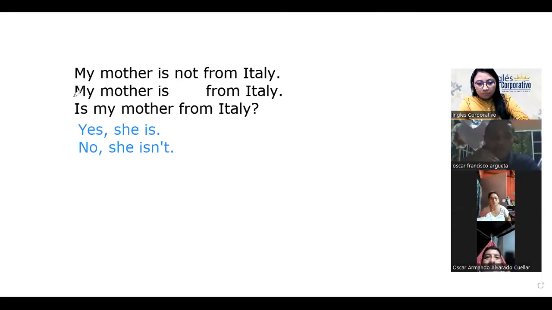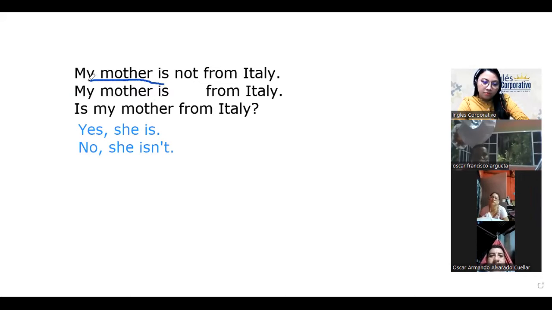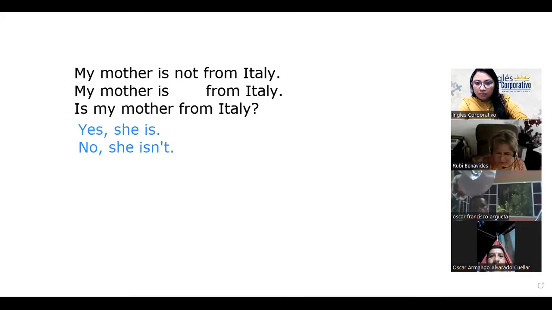Okay. My mother. Salió mal. Aquí vamos otra vez. My mother, sujeto. Y luego que le sigue el verbo to be. Is. Entonces, yo quiero hacer una pregunta. Teacher, disculpe. Dígame. ¿Alguno tiene un sonido que nos está afectando? ¿Podrían? Ya lo apagaron. No me fijé quién era. I'm sorry, but thank you.